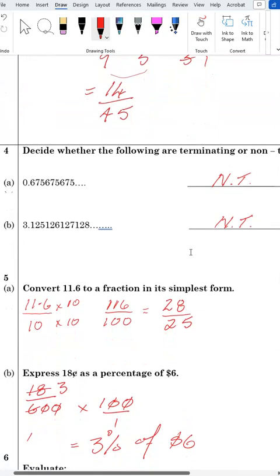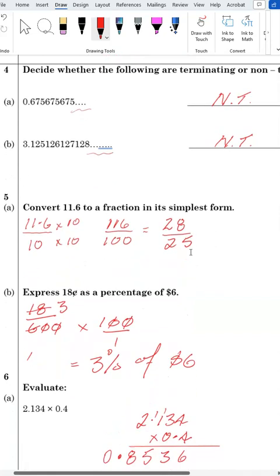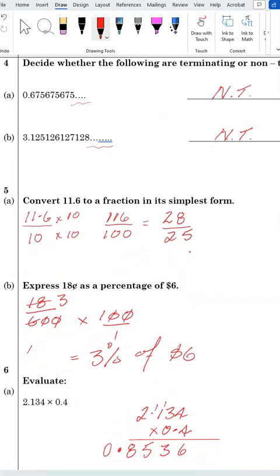Question 4, both of these are non-terminating. That's what the dots mean. They don't terminate. Non-terminating. Okay, 11.6 as a fraction.